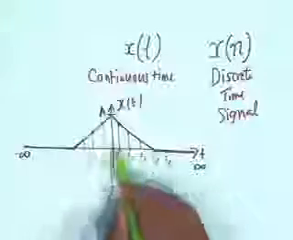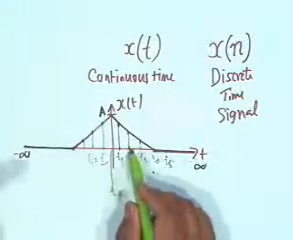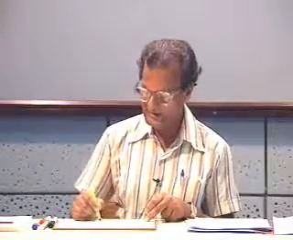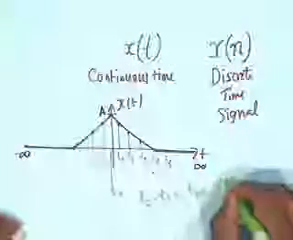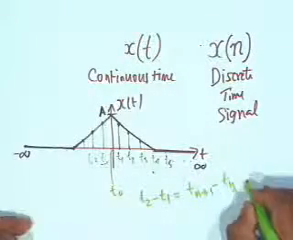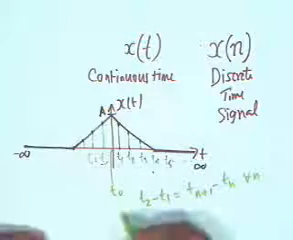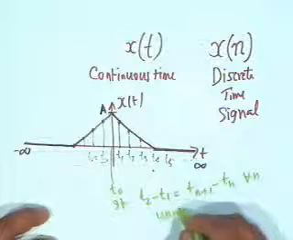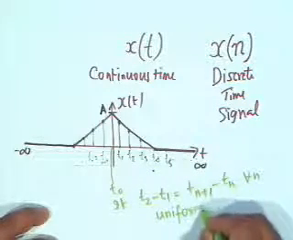The interval, that is, the difference between t1 and t0, the difference between t2 and t1, the difference between t3 and t2, need not necessarily be uniform. If it is uniform, that is, if t2 minus t1 is equal to tn plus 1 minus tn for all n, if this is true, then we say it is uniformly sampled.